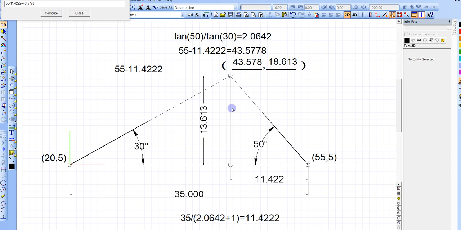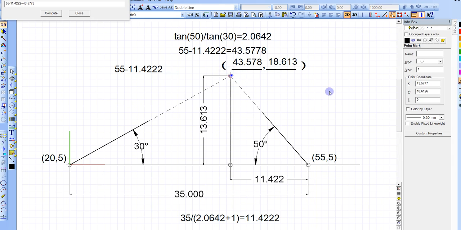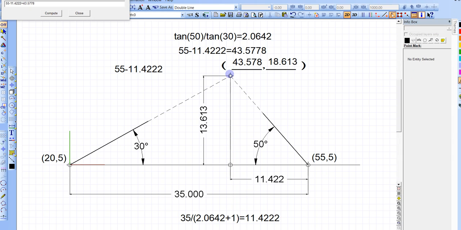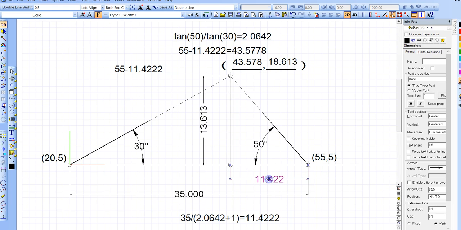Control R, just another way to figure this out. Let's check that, make sure that that's right. 43.577, 18.613. There we go. So that's how you solve for that coordinate. And it's not too hard, pretty quick. It probably takes longer to explain it for sure, but I'm trying to explain the steps too. And show you this, right?